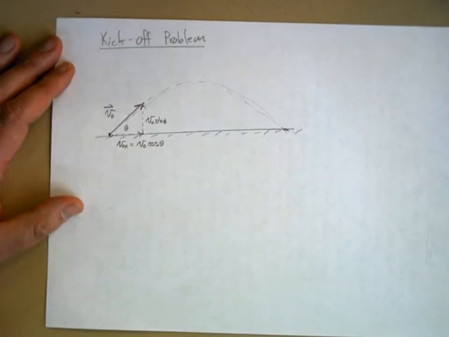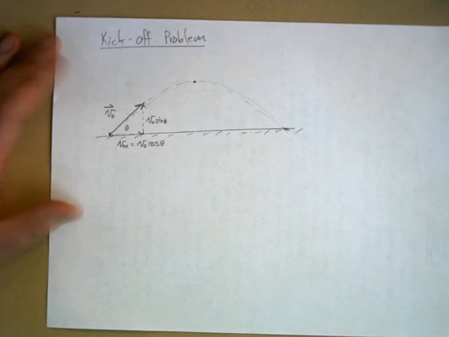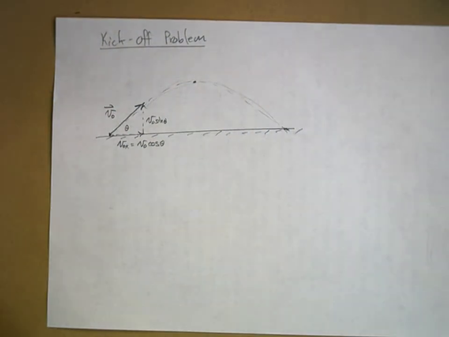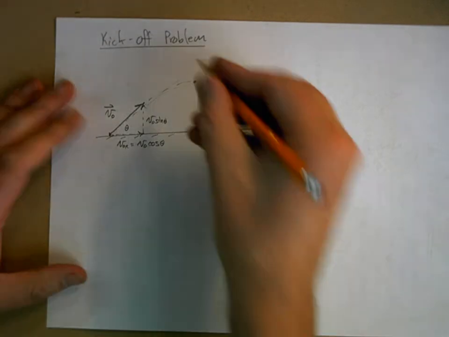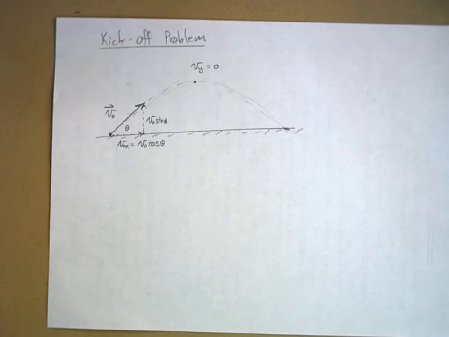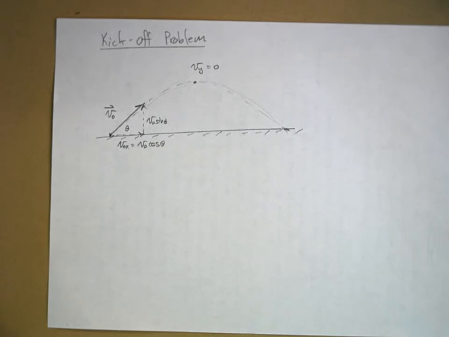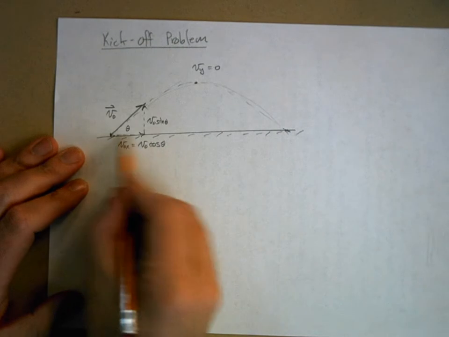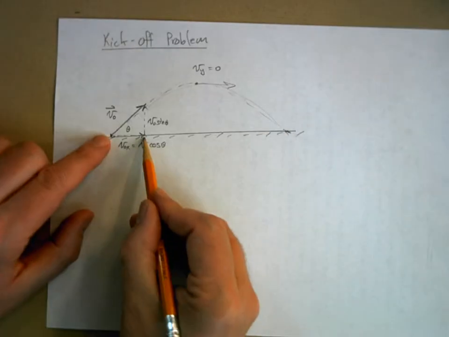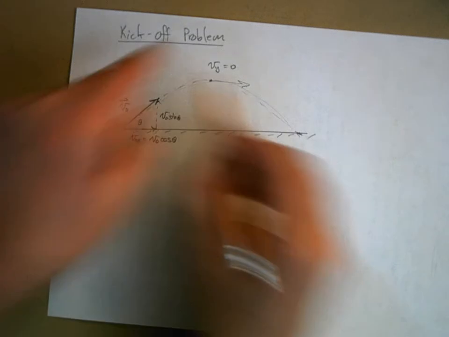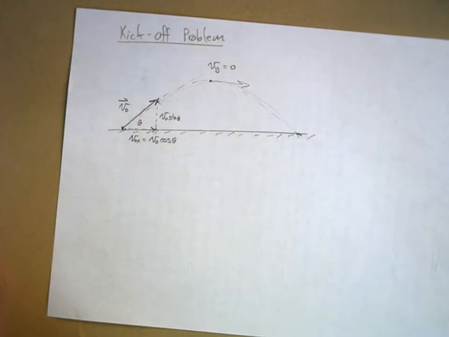Now let's look at the very top. Tell me what's true about the velocity at the very top. Is the velocity 0 at the very top? Excellent. Yes, the velocity in the y direction is 0 at the very top. But what is the velocity in the x direction? It's constant, right? It's V naught cosine theta. Everywhere in the trajectory, after it's kicked and before it hits the ground, the velocity in the x direction is a constant.